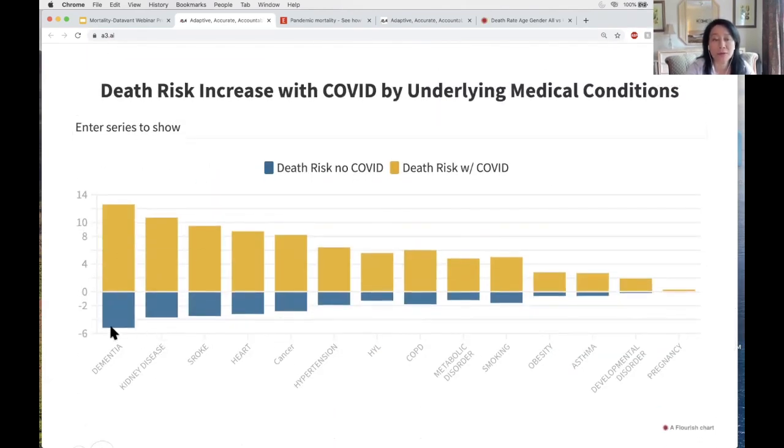Now, this is another view. The blue bar here, out of the 30 underlying medical conditions, we picked the top 14, the more prevalent ones. So these are the all-cause deaths in 2020 for people who had dementia, kidney disease, stroke, and the like. But with COVID, you can see the death risk increased typically 2- to 3-fold.